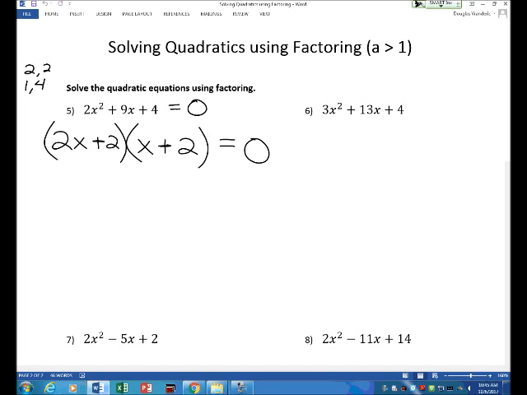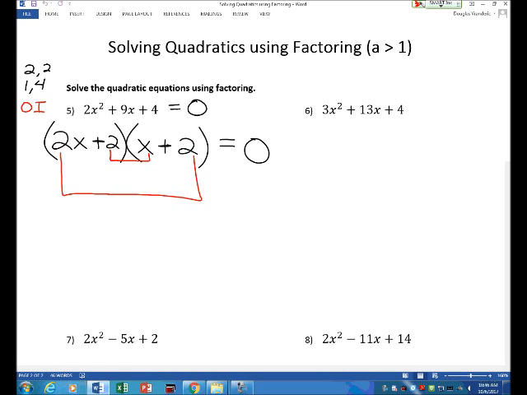So I am going to bring in part of the F word, even though you know I don't like the F word. I'm going to bring part of it in, and I'm going to think about something I call the OI. The OI is because I want you to check the outside numbers and the inside numbers. OI: outside, inside. Now, I'm assuming that you've already checked 2x times x, and that 2 times 2 is 4. So we're all good there.